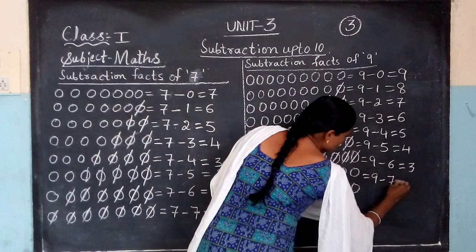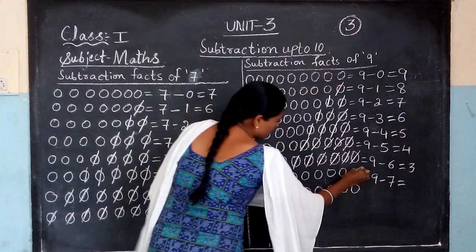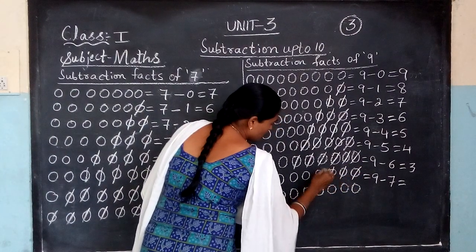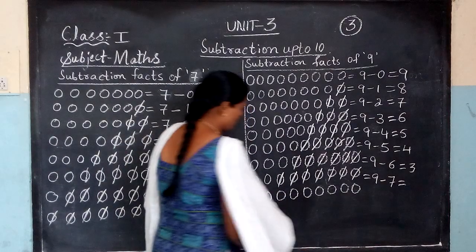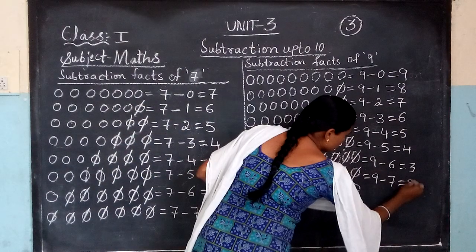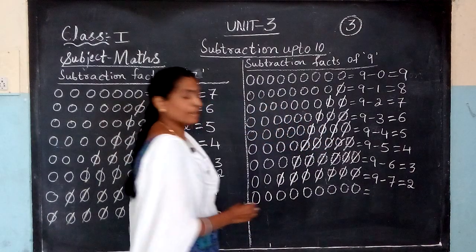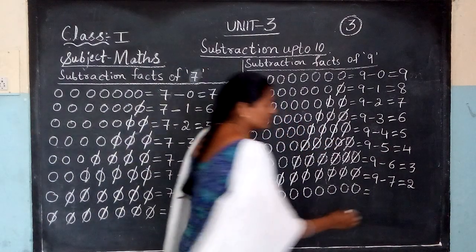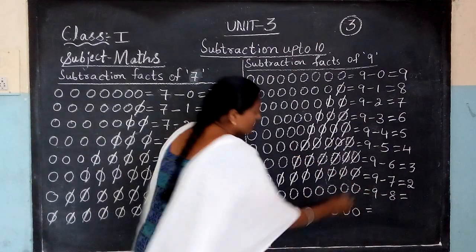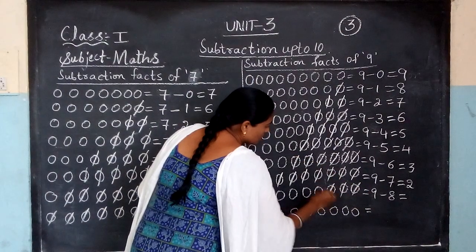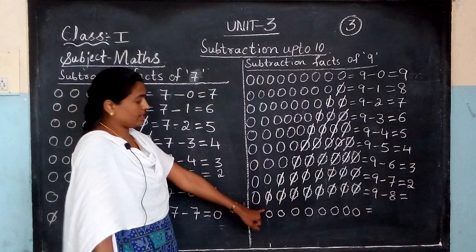9 minus 7. From 9 you take away 7. Count here. 1, 2, 3, 4, 5, 6, 7. Remaining how many are there? 1, 2. From 9 we have to take away 8. Now count here. 1, 2, 3, 4, 5, 6, 7, 8. Remaining how many are there?